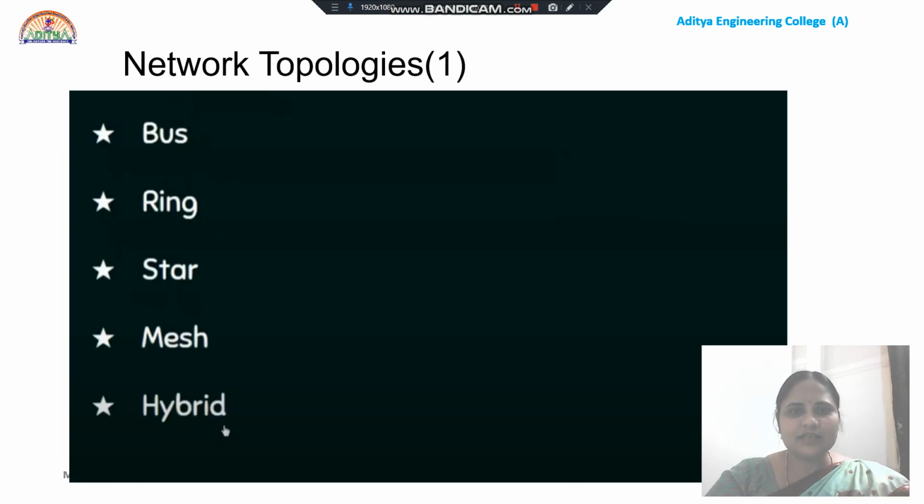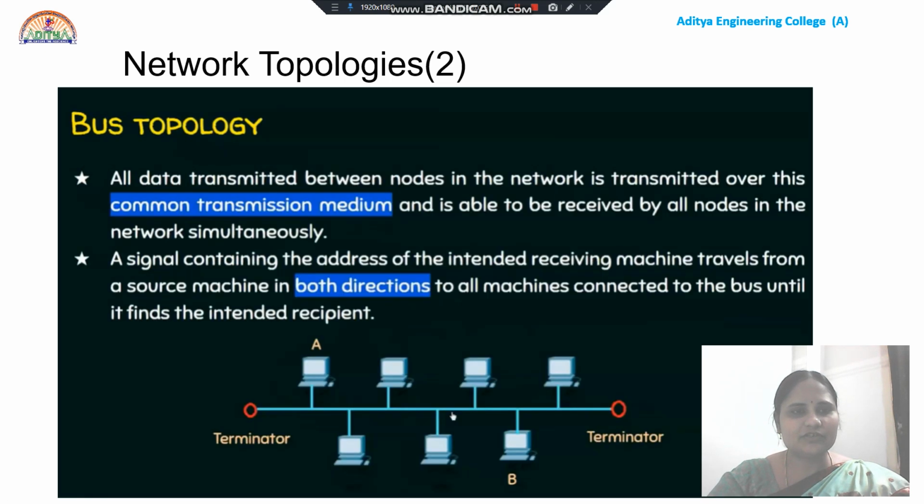And let us see the various types of topologies which are used in computer networks. There are five different topologies we are discussing as part of network topologies. The first one is bus topology, then ring topology, star, mesh, and hybrid topology.